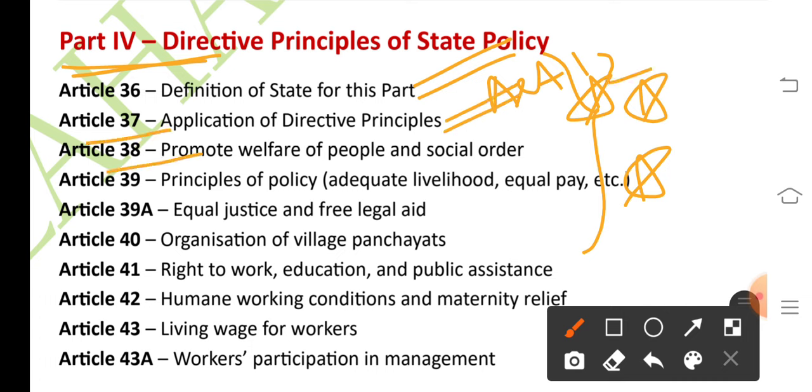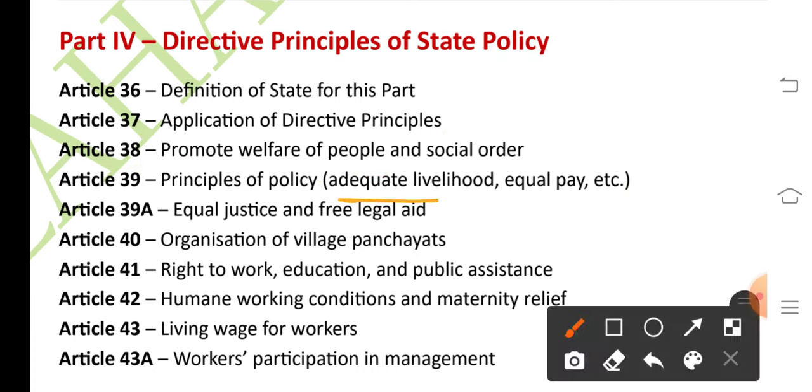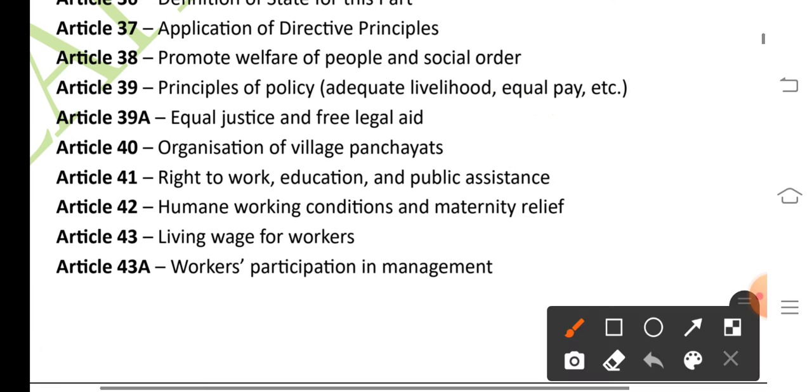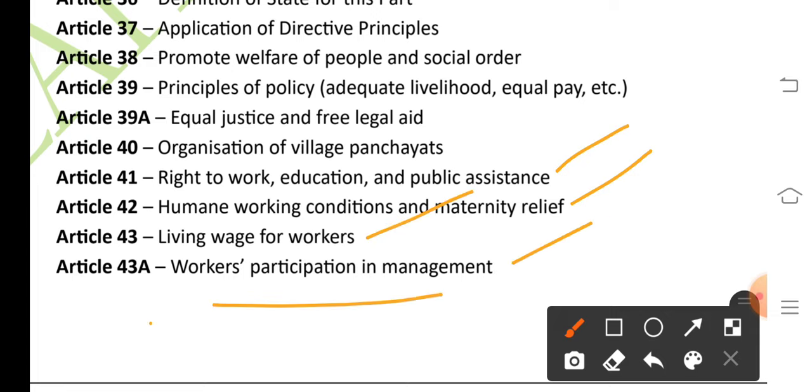38, promotion of welfare of people and social order. 39, principles of policy, adequate livelihood, equal pay, etc. 39A, equal justice and free legal aid to the poor. 40, organization of village panchayats as envisioned by Mahatma Gandhi ji. 41, right to work, education and public assistance. 42, humane working conditions and maternity relief. 43, living wage for workers. 43A, workers' participation in management.